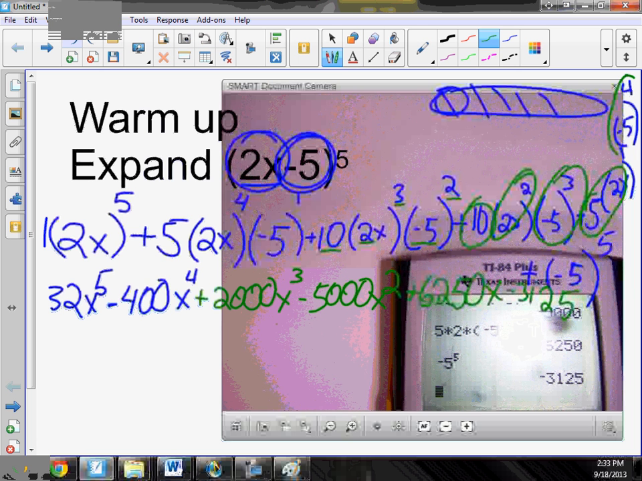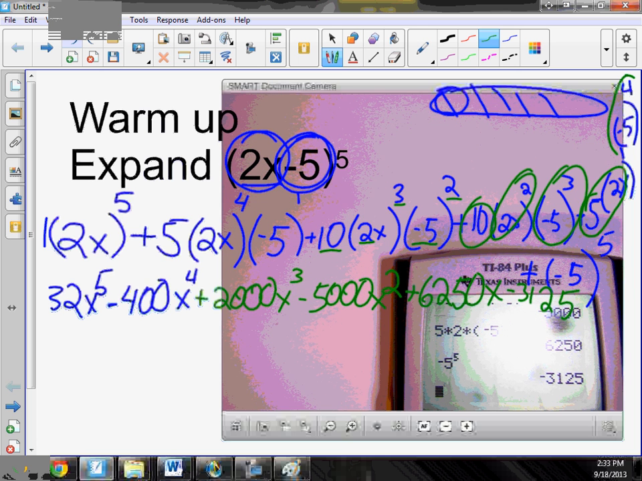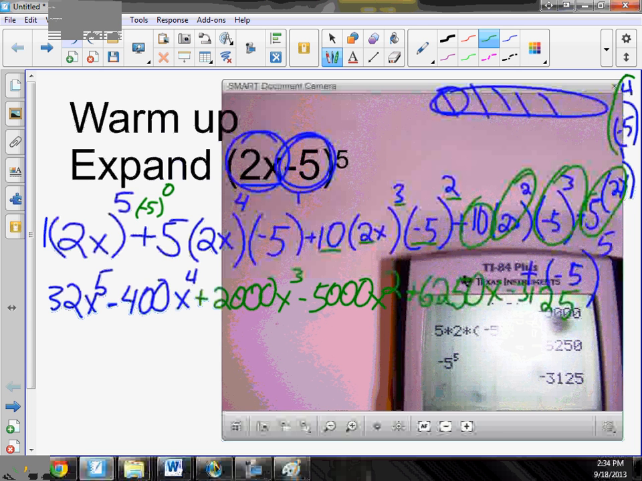It's actually negative 5 to the 0, which is 1. So the second term doesn't show up here, just like the first term doesn't show up in the end. Yeah, so it's actually 0, 1, 2, 3, 4, 5. And then it's 5, 4, 3, 2, 1, 0. Yeah, good question.